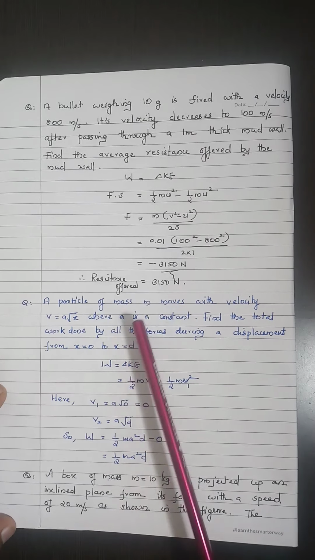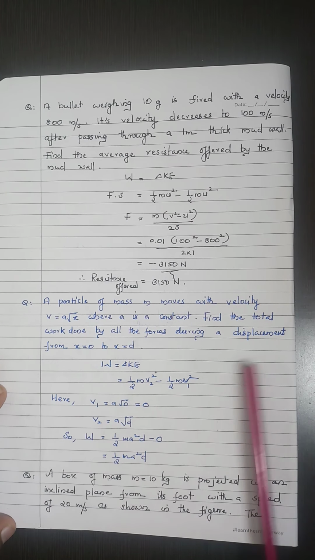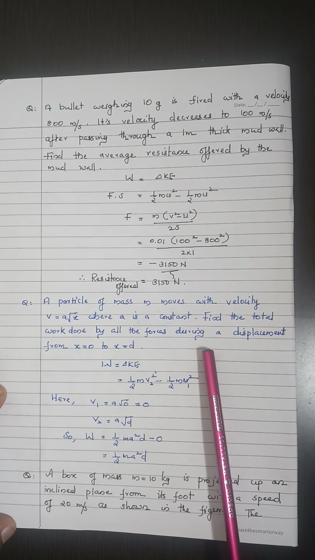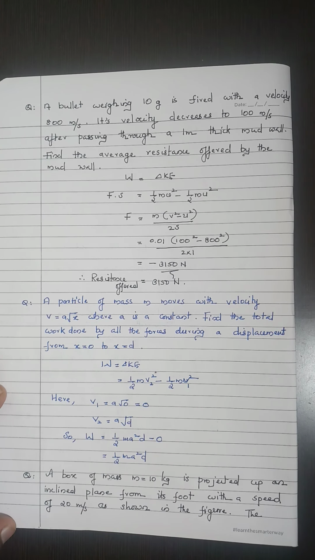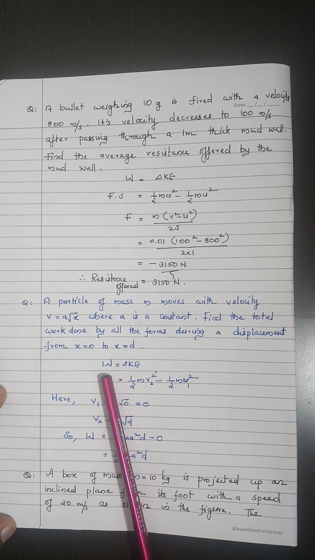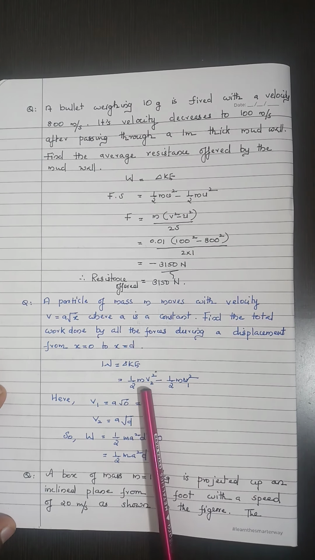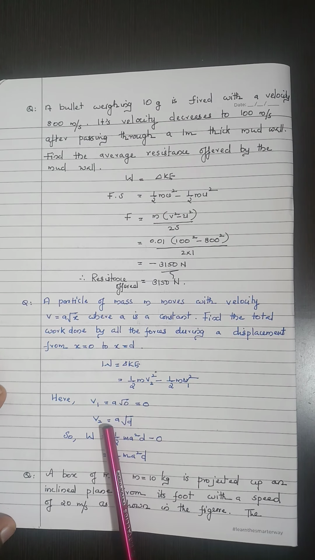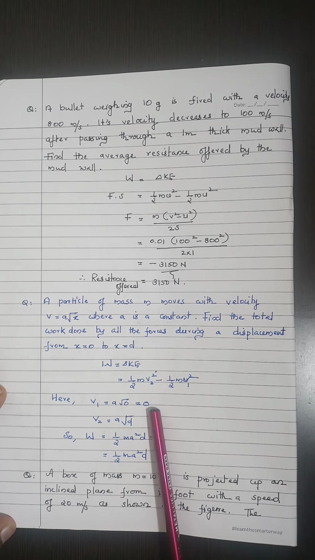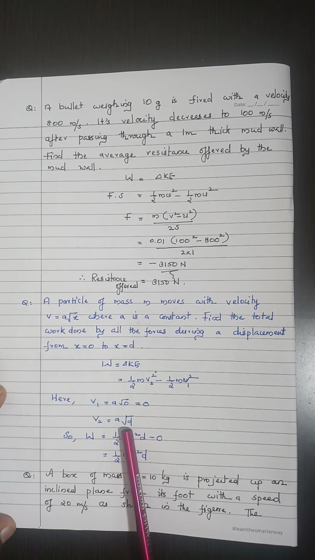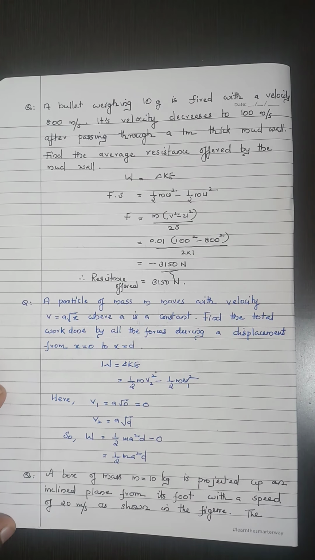A particle of mass m moves with a velocity v equal to a root x. Find the total work done by all the forces during a displacement from x equal to 0 to x equal to d. Here also we can use the Work-Energy Theorem. The work is the change in kinetic energy. So you can individually find the initial velocity and final velocity. By putting x equal to 0, you get v1 equal to 0. By putting x equal to d, you get a root d. So you just substitute in this theorem, you get the answer.